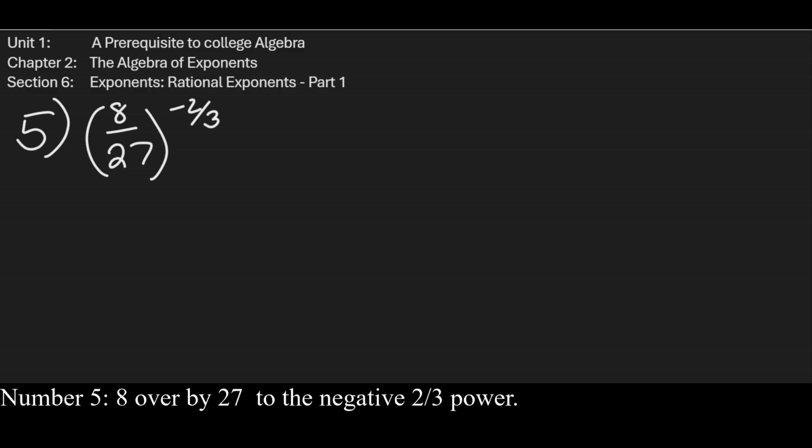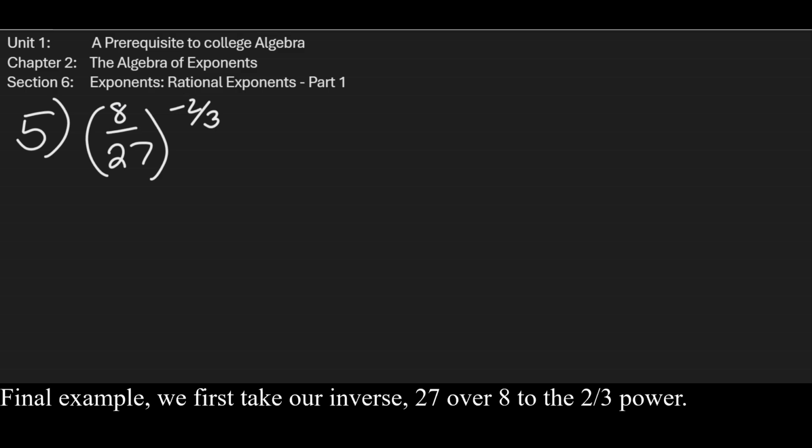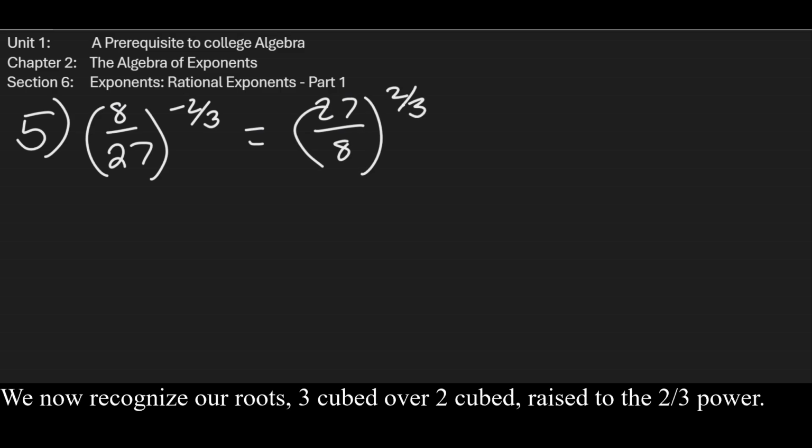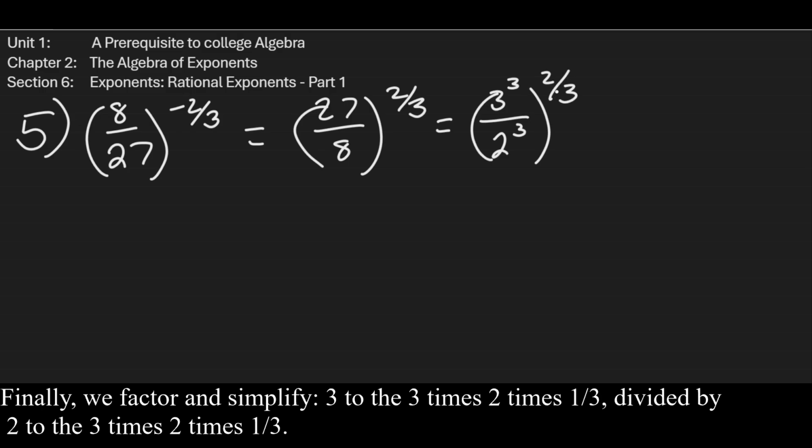Number 5, 8 over 27 to the negative 2 over 3 power. Final example. We first take our inverse, 27 over 8 to the 2 over 3 power. We now recognize our roots, 3 cubed over 2 cubed to the 2 over 3 power. Finally, we factor and simplify.